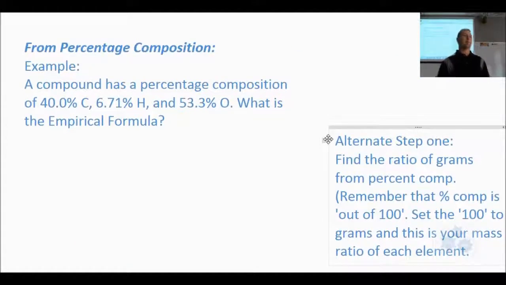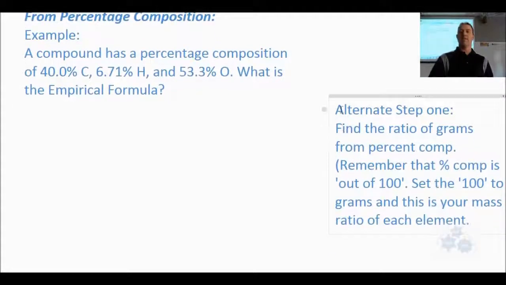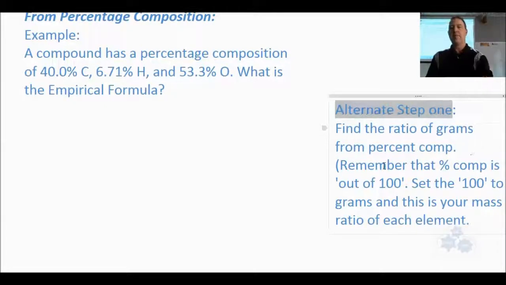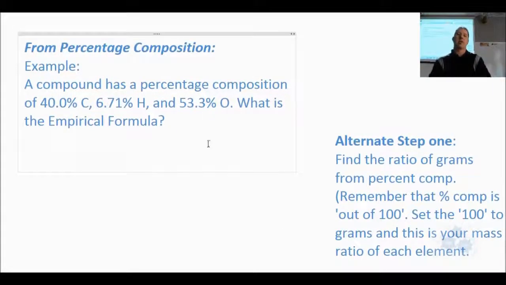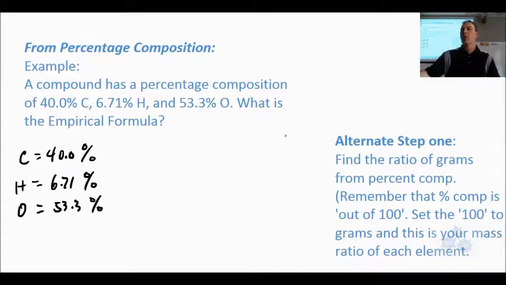Okay? So let's do another example here, then we'll let you get some practice in. So from percentage composition, there's just one more step for this. If you're given percent composition, then the first thing you want to do is turn these percents into grams. It's pretty simple. If we have carbon is 40%, hydrogen is 6.71%, and oxygen 53.3%, what is the empirical formula?